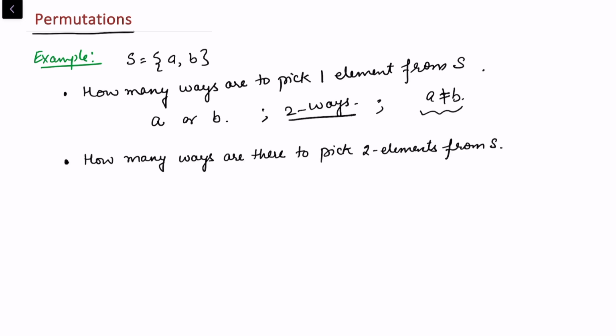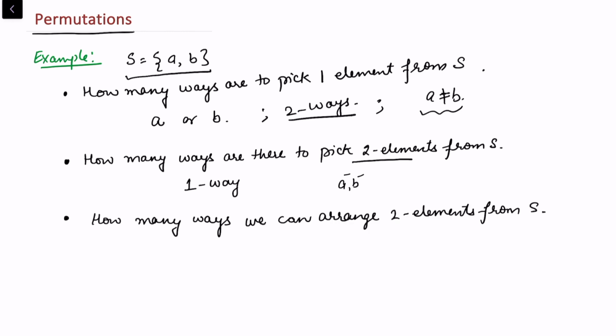Now in the same question, if I want to ask how many ways are there to pick two elements from the set S, we notice that in the set S there are only two elements, so we will simply say one way, because in that case both the elements A and B are picked together, and so there is only one way in which we can pick both the elements.